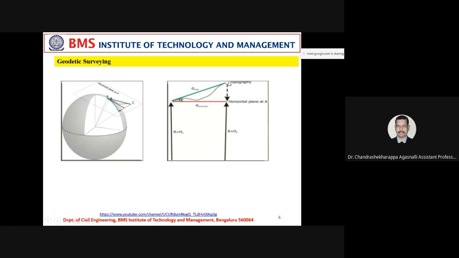Maybe undulating topography, or it may be a straight line. This is the distance between the point of the horizontal line and this angle. Alpha is the angle of this triangle. This is called the topography, which is how the surface of the earth looks.